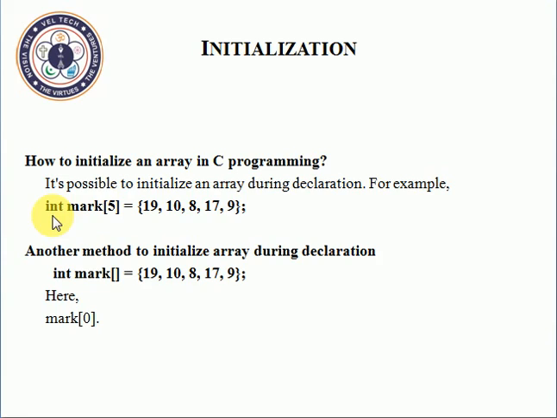Obviously the elements which are going to be stored in the array will be integer values. That's why I have declared the numbers 19, 10, 8, 17, 9 in the array mark. Another method to initialize an array during declaration is int mark[] equal to some elements, that is, without giving my size, I can declare my elements during declaration.